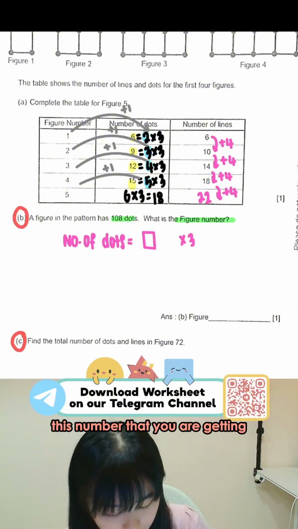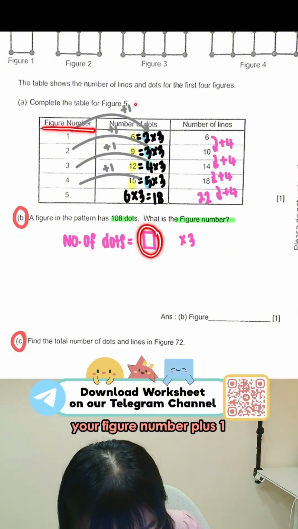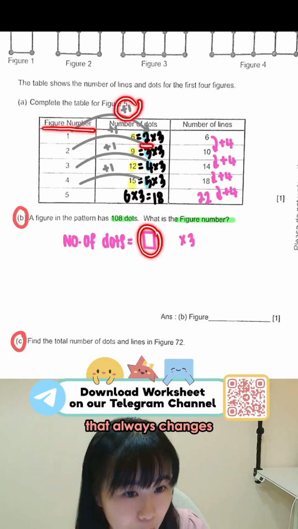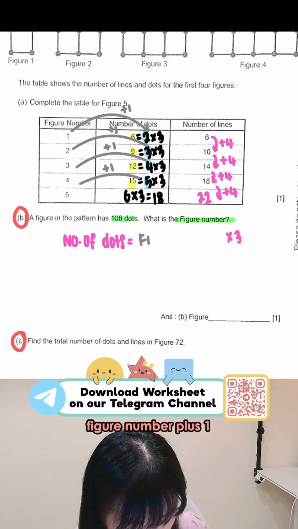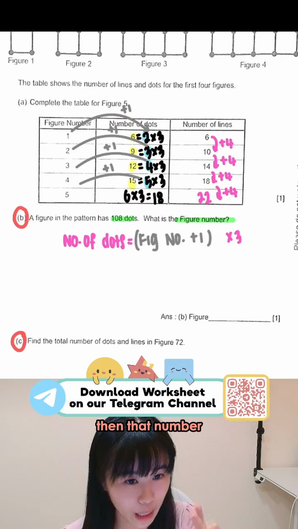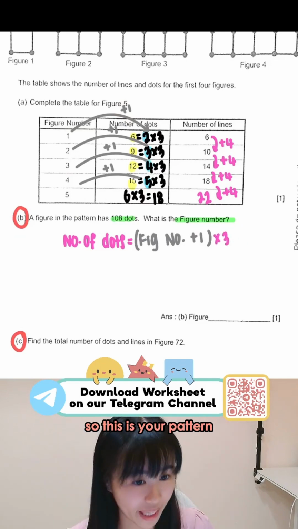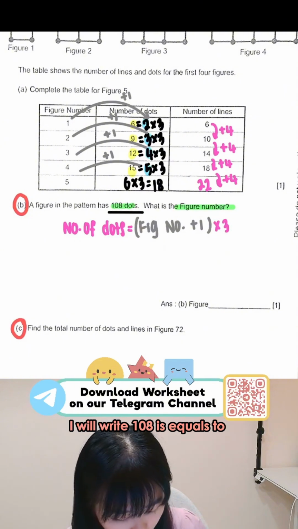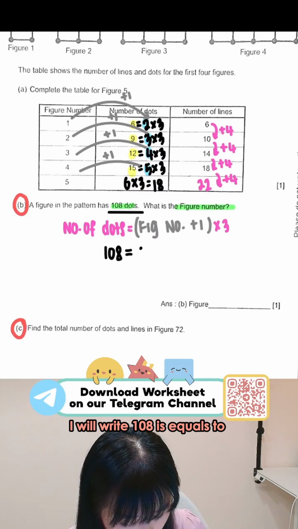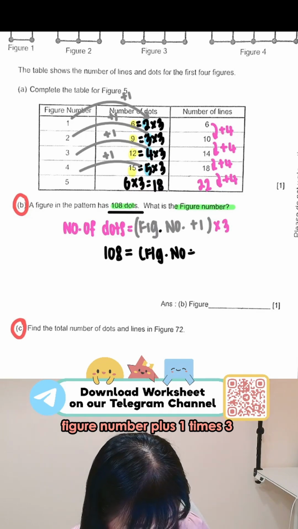So this number that you're getting, you need to take your figure number plus 1. Then you can get this number that always changes. I will replace it with figure number plus 1. Then that number you will multiply by 3 to get how many dots. So this is your pattern. And since they tell us it is 108 dots, I will write 108 equals figure number plus 1 times 3.